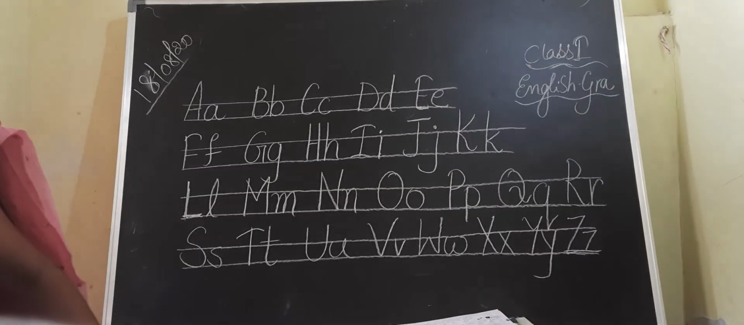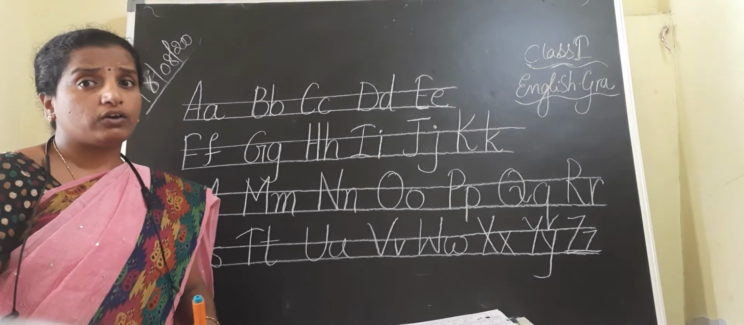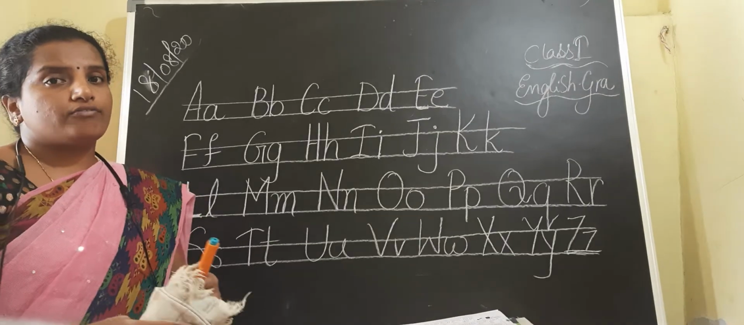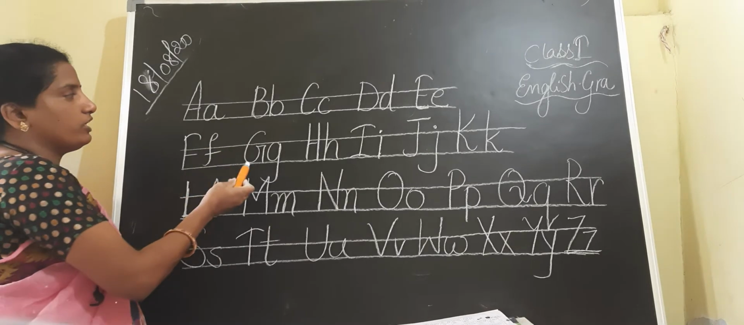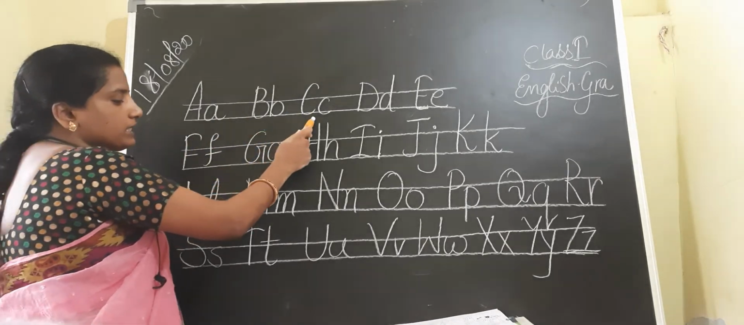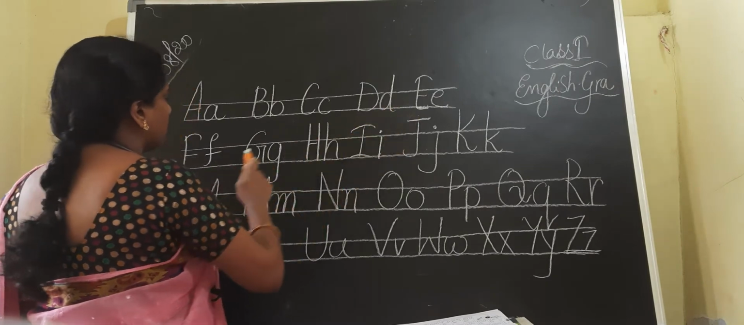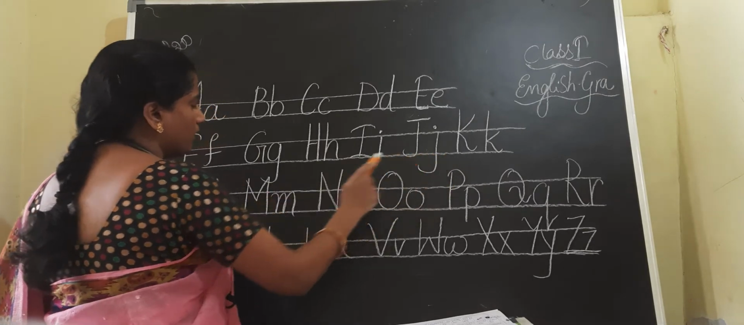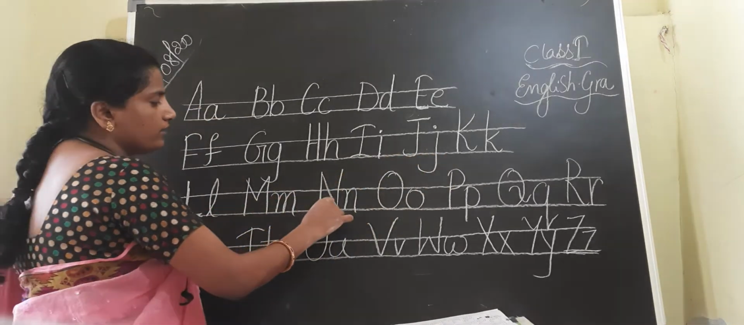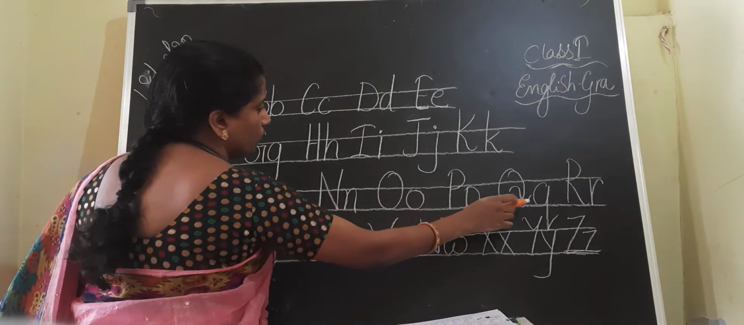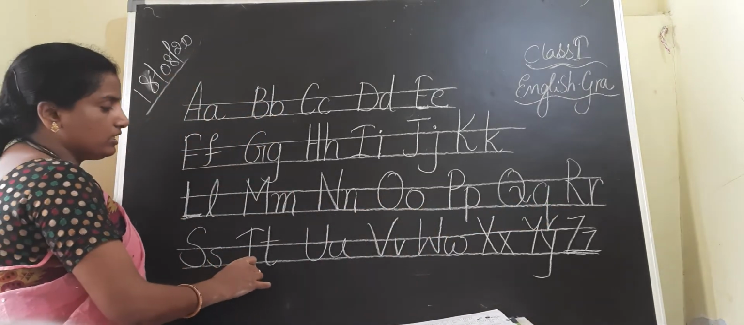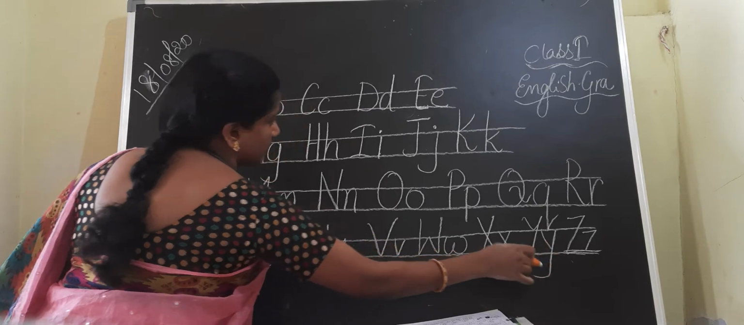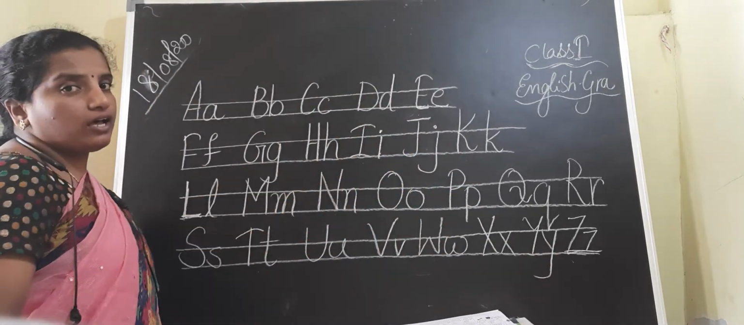Whenever we are arranging any letter or any word, we have to arrange in this order. Once again, revise the alphabetical order, children. A, B, C, D, E, F, G, H, I, J, K, L, M, N, O, P, Q, R, S, T, U, V, W, X, Y, Z. This is the order known as alphabetical order.